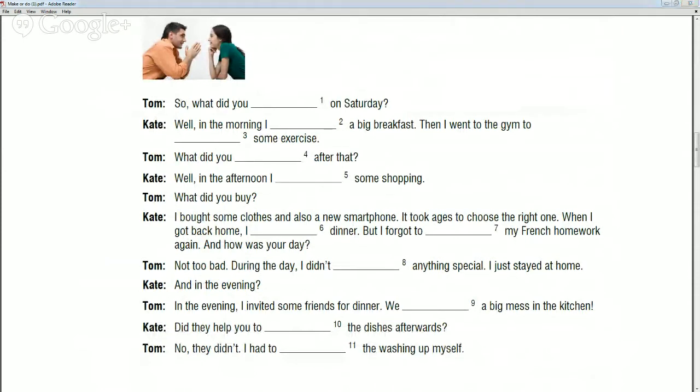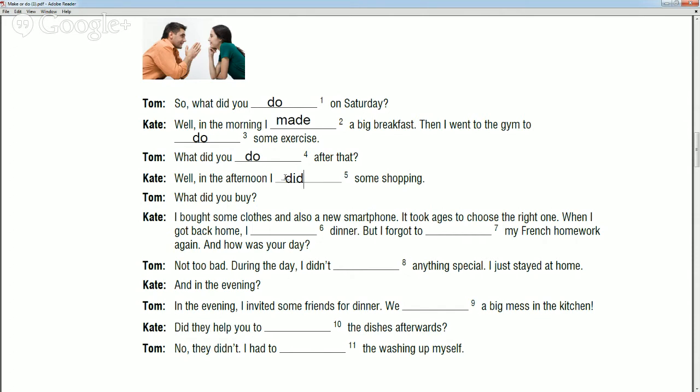So what did you do on Saturday? Well, in the morning I made a big breakfast. Then I went to the gym to do some exercise. Oh, what did you do after that? Well, in the afternoon I do some shopping. Actually, you did. I did some shopping. I think I did some shopping.